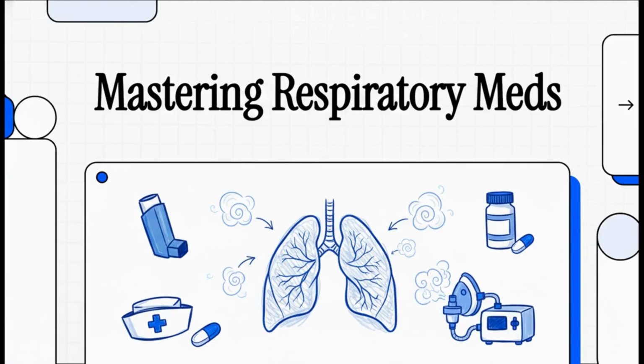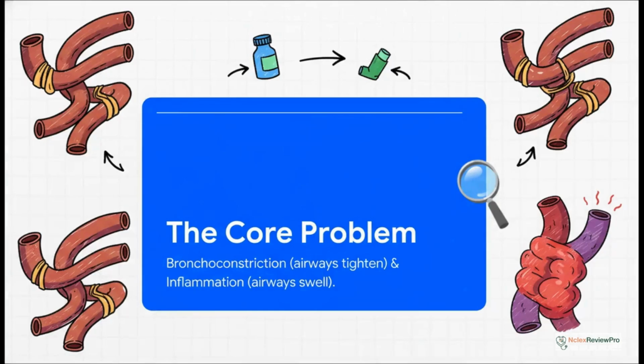We're about to break down everything you need to know about these drugs, and maybe even more importantly, how to actually use them the right way. Let's jump in. So, when we talk about breathing problems, it almost always boils down to two main culprits. First, you've got bronchoconstriction. That's just a fancy way of saying the airways are tightening up, making it hard for air to get through. And second, you have inflammation, where those same airways get all swollen and puffy. Literally, every single drug we're going to talk about today is designed to fix one or both of these things.